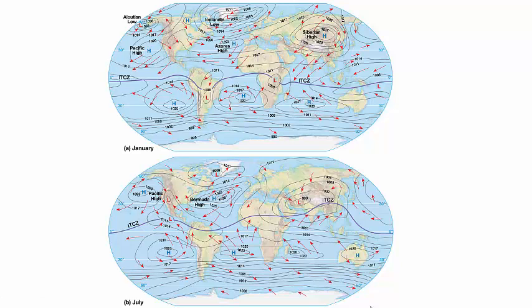So if you're looking in January and July, January is the top, July is the bottom, you can see, okay, there's the ITCZ, the equatorial low. Oh, but look what happened. That's not the equator last I checked. Right? Because things get in the way.